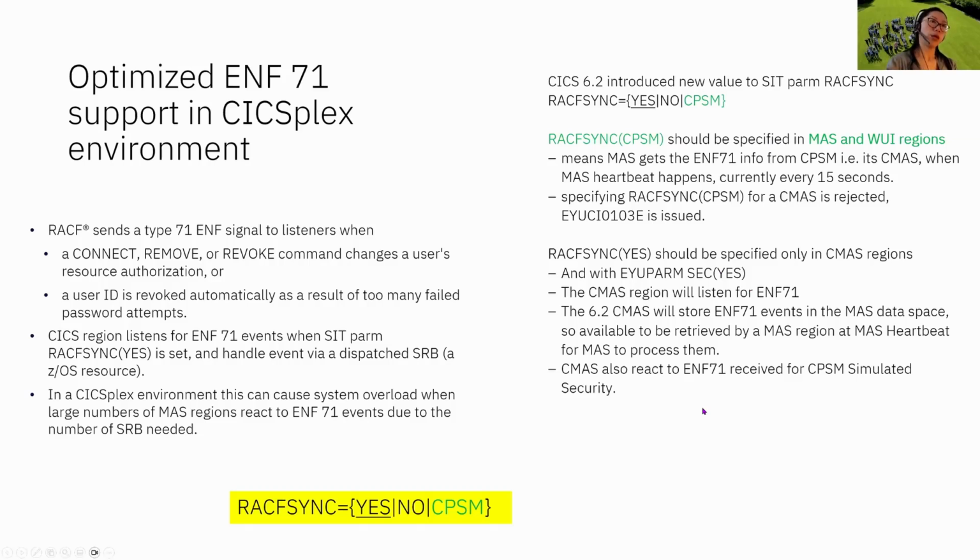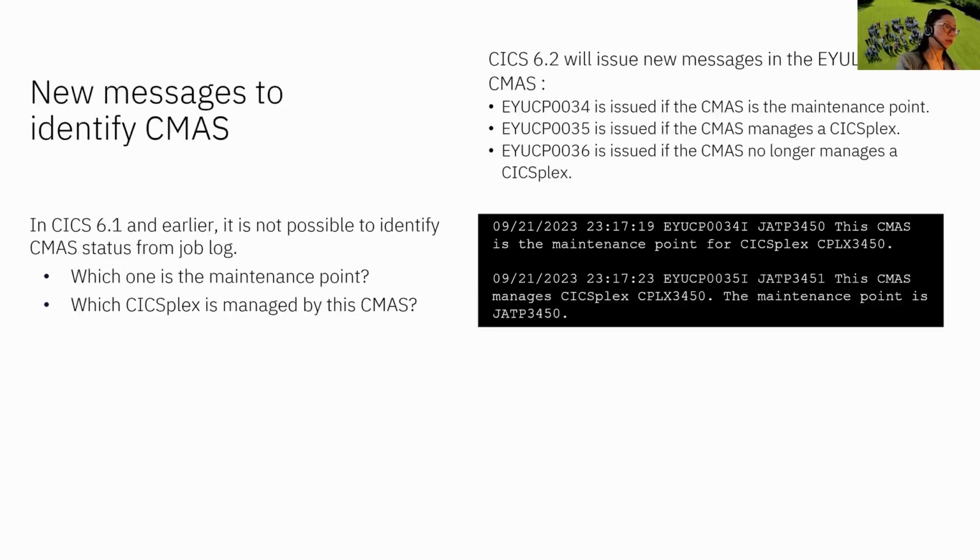CMAS also will react to the ENF71. With this new mechanism, new configuration, which means fewer SRBs are used, your LPAR will not be experiencing those problems because a large number of SRBs is needed. So it will help in an LPAR which has a lot of CICS regions in the environment.